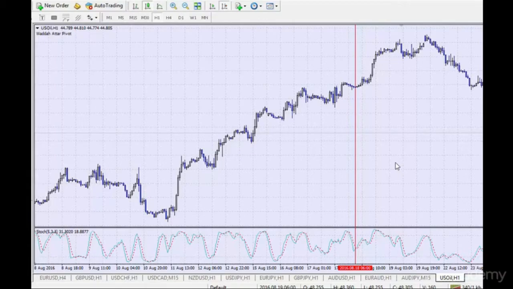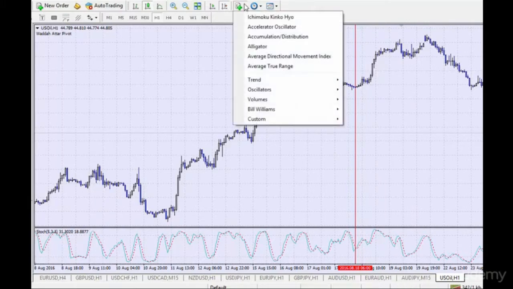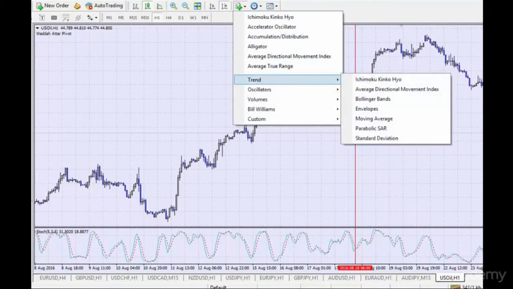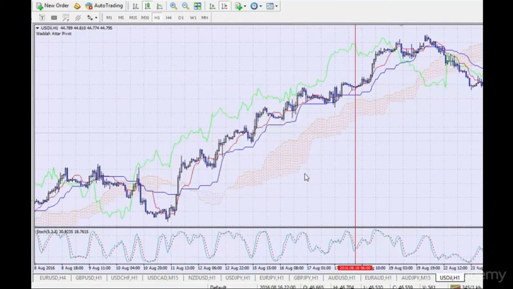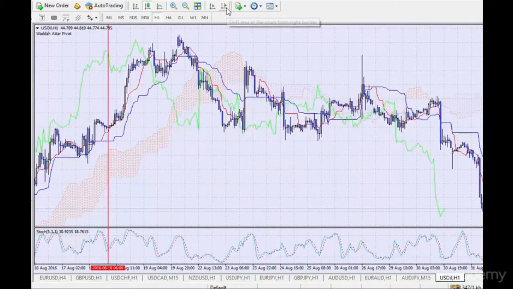Hey guys, today we'll be looking at how to use the Ichimoku indicator. Go to trends, click on indicators, go to trends, and you will see the Ichimoku indicator. This is a very good indicator. I used to use it when I was just starting out in Forex. It's a very good indicator to start trading Forex with. This is how you use this indicator.